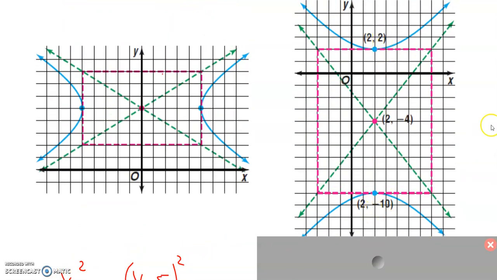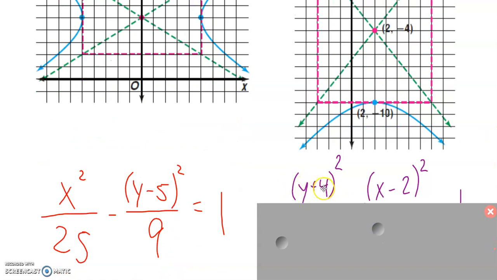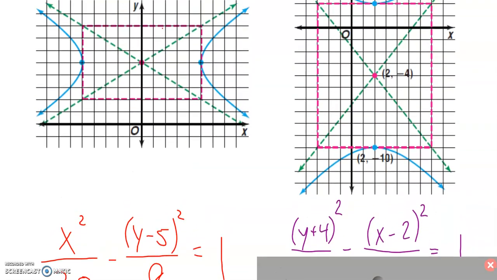Alright, let's take a look at this one. This one opens up and down, so y is going to be first and x is going to be second. The center is at 2, negative 4, so that gives me this. It's y minus negative 4, y plus 4 squared, x minus 2 squared. So just make sure you've got those in the right order.